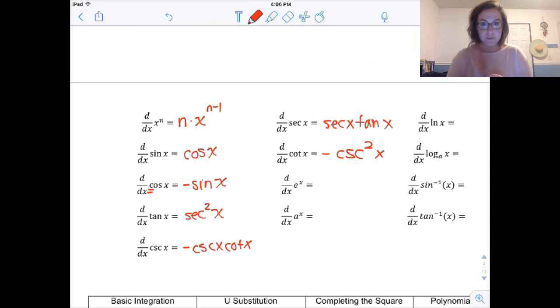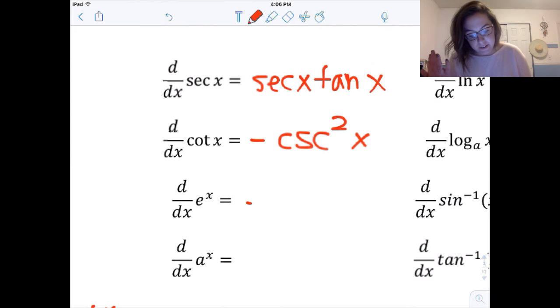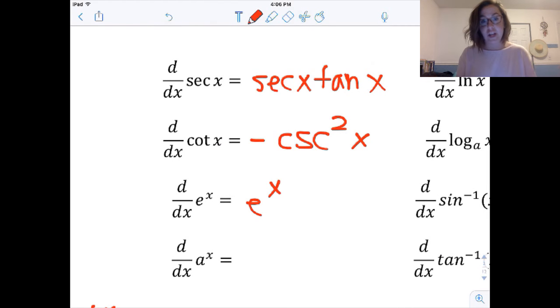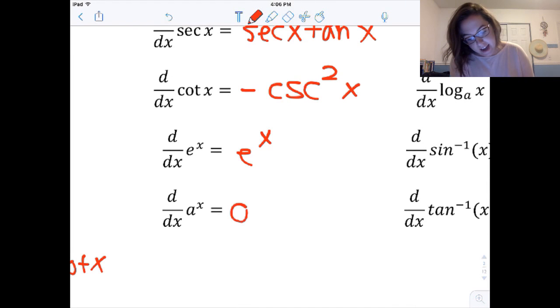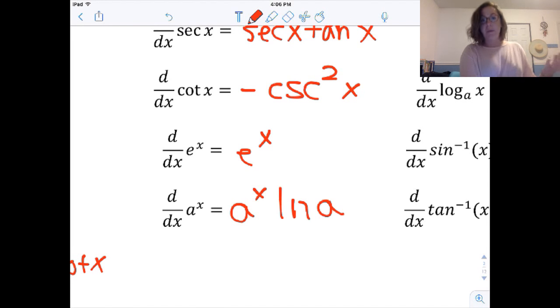Okay, good. E to the x, everybody's favorite derivative. Derivative of e to the x is e to the x. Does not change. If you are doing chain rule, you're going to have to think about this a little bit more, but otherwise, just e to the x. A to the x is a to the x ln a. It's not one that you see often, but it does come up occasionally. Make sure that you know that.